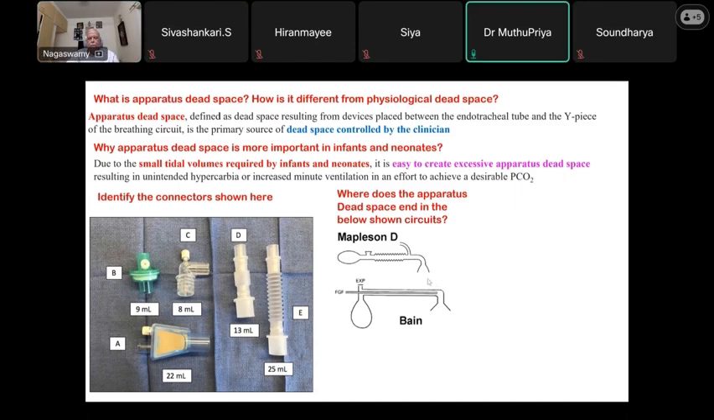Till the mask, sir. Till the mask. Okay. Not at the expiratory level.